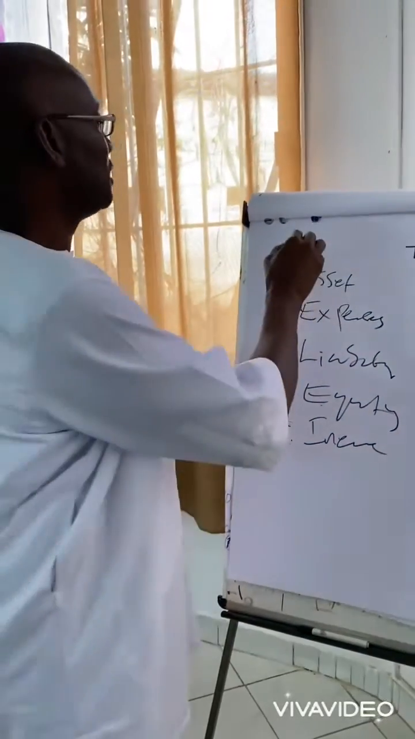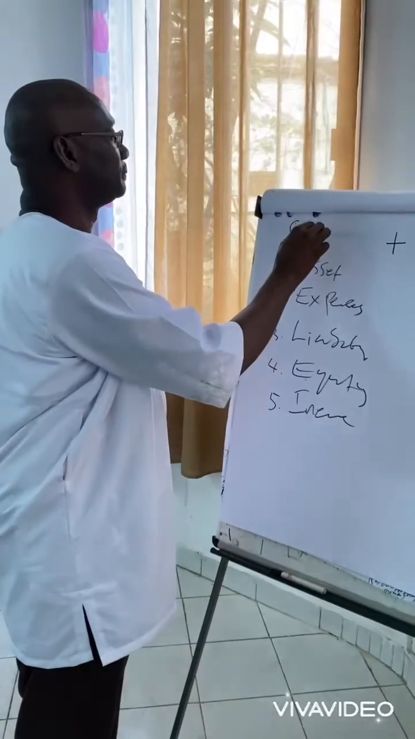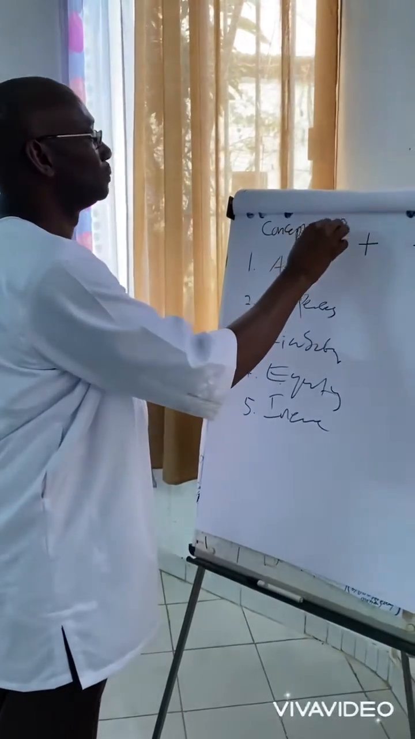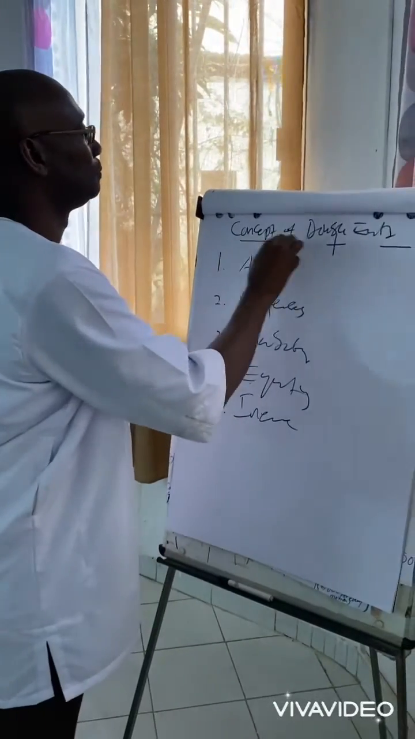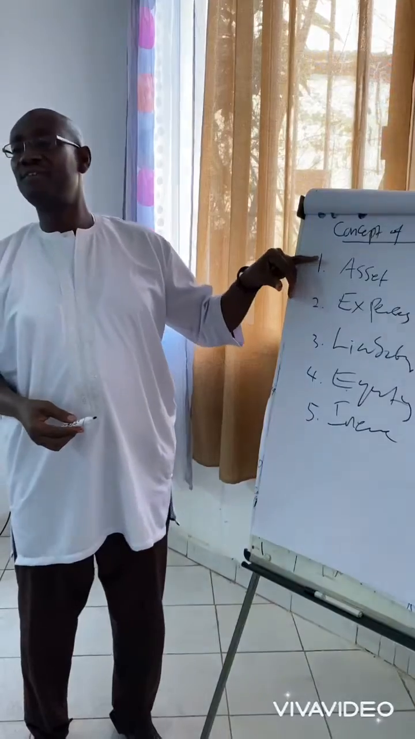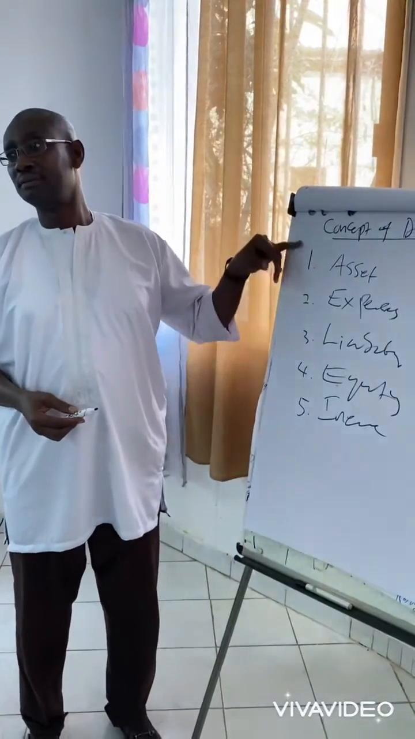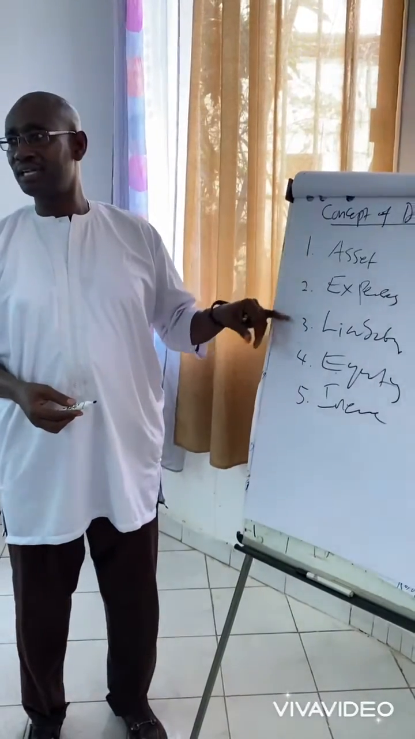Yeah, what I'm trying to explain here is the concept of double entry. Okay, so like I said, every financial transaction in the world will fall under these 5 categories.